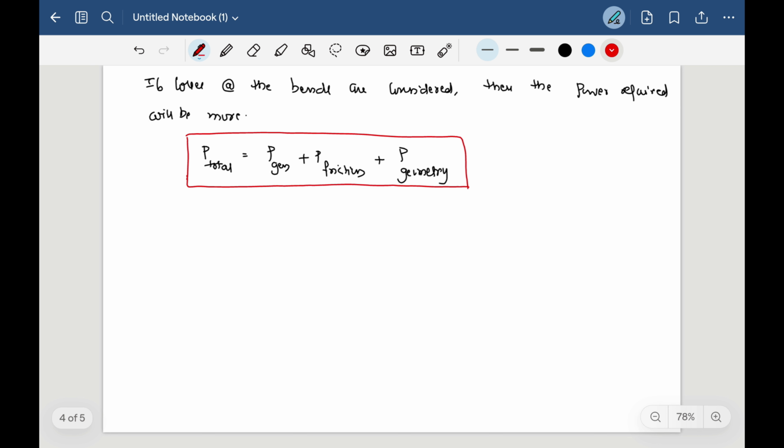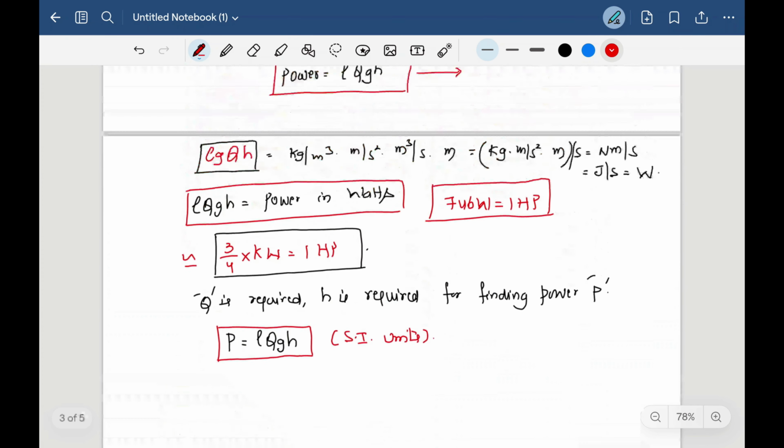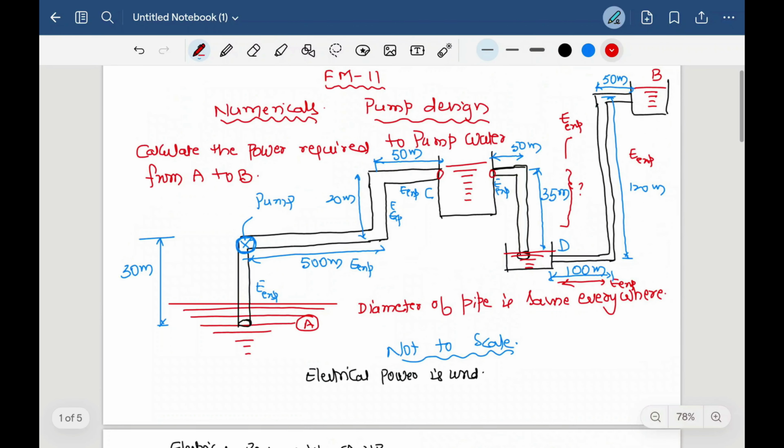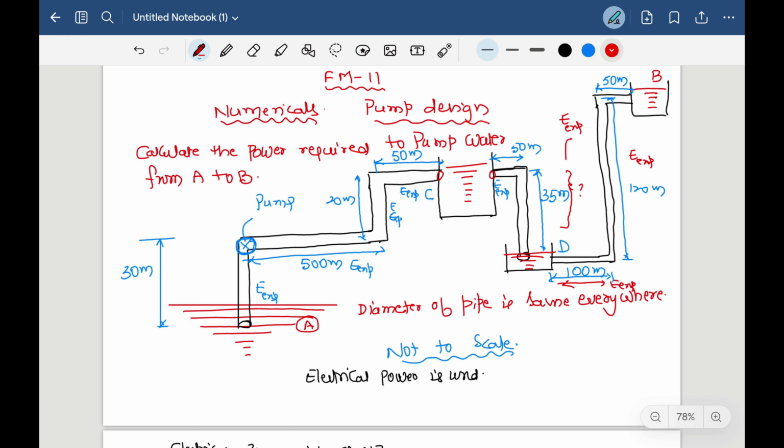Hence, until and unless the geometrical losses or losses at the bends or any other losses due to any geometry are neglected, you cannot neglect this loss. Friction can only be neglected when it is given in the question that friction losses are neglected. Then next comes, we just see how we are analyzing, under what conditions rho Q GH is applicable.